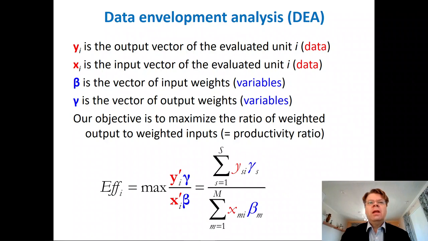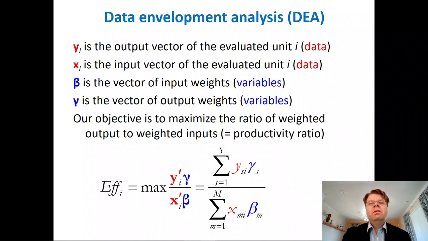So why do we use this kind of ratio rather than something else? Interestingly, this ratio of outputs and inputs, we can also think about it as a measure of productivity. Remember, the general definition of productivity was aggregate output divided by aggregate input. And in this sense, the DEA formulation does satisfy the same idea that it's a productivity ratio. We can think about this DEA problem as finding the weights to maximize the productivity.